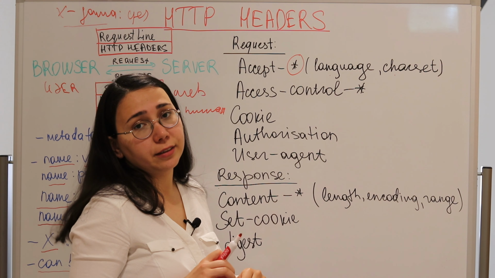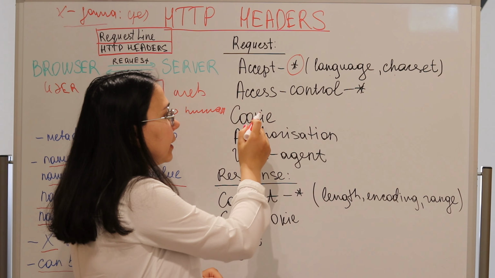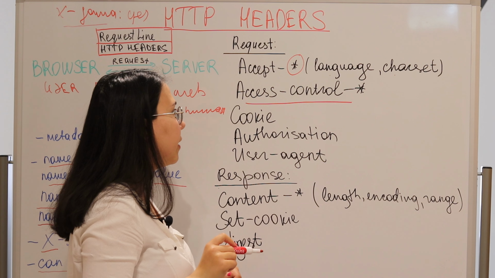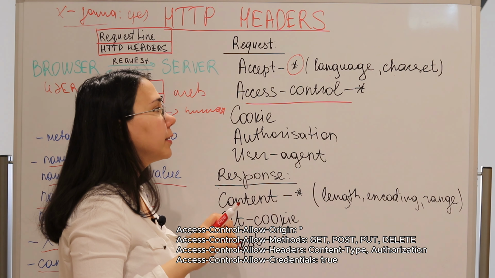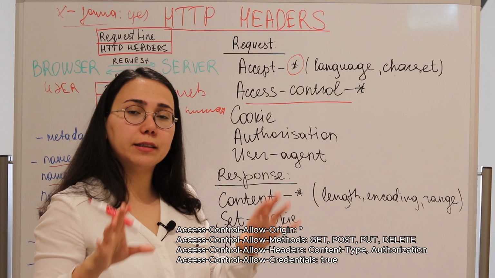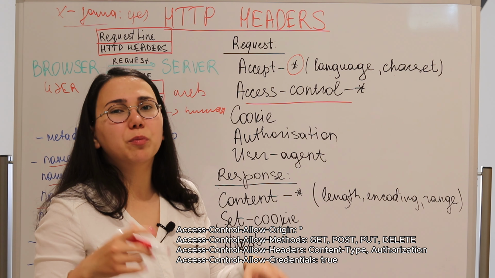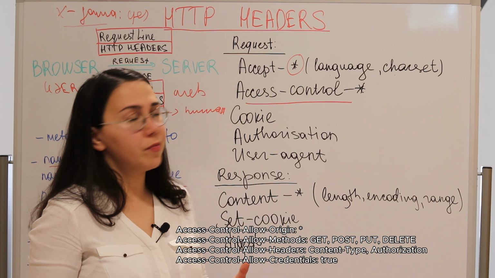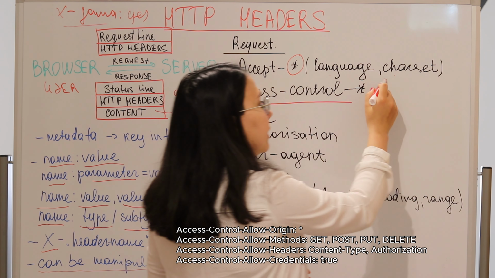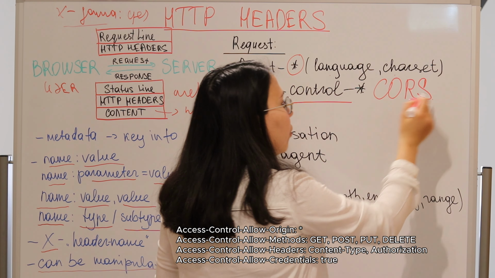Access control headers. There are a couple of headers that come under access control, that's why I have the asterisk here. What do access control headers mean? Actually, it's a topic so big that it can be covered in a different video, and it probably will be. However, at the moment, let's accept that access control headers are part of CORS.